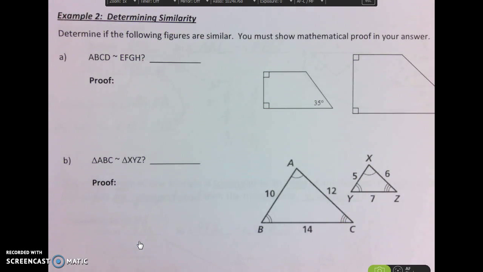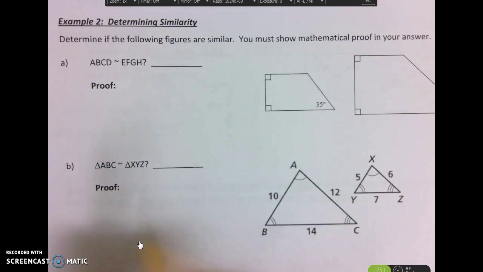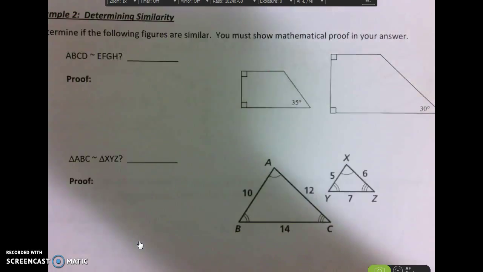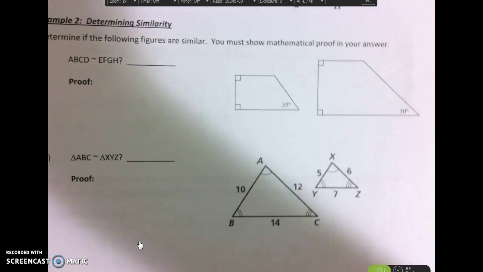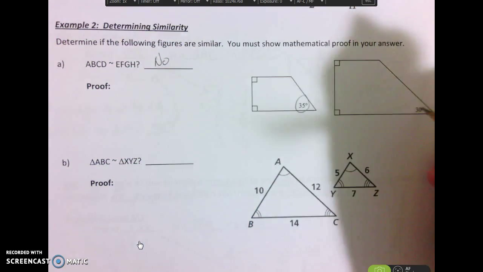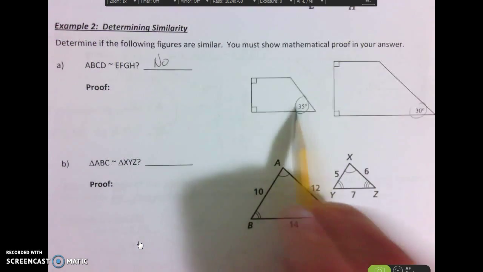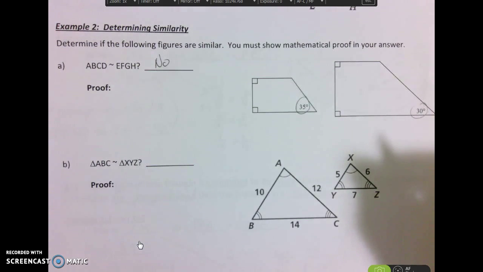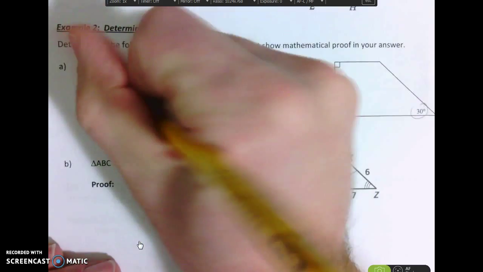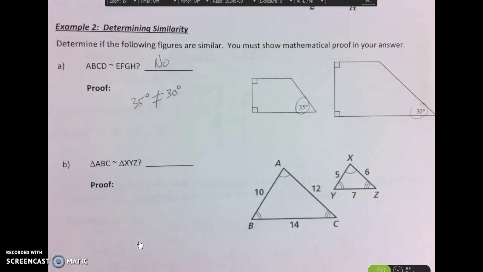Here's your lesson 7, part 2, or lesson 2 notes, example number 2. We kind of got cut off there, so I just wanted to make sure I covered everything on example A. Example A, part 3: the answer was no, and the reason why was 35 degrees is not congruent to 30. If you look, these are the corresponding angles. They have to match for figures to be similar. So the proof would just be that 35 degrees does not equal 30 degrees.